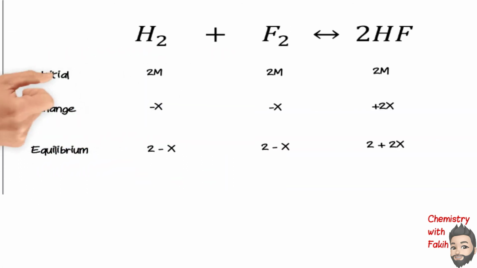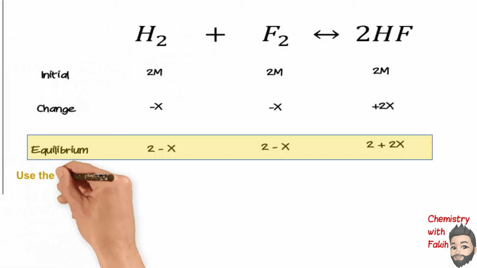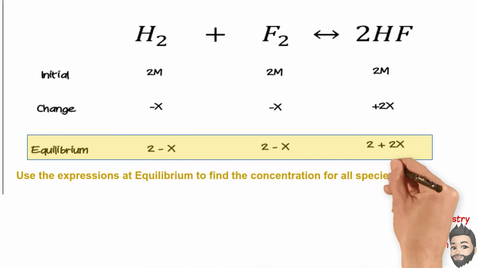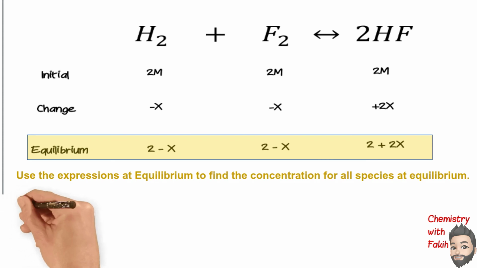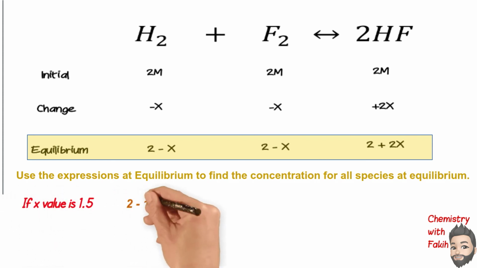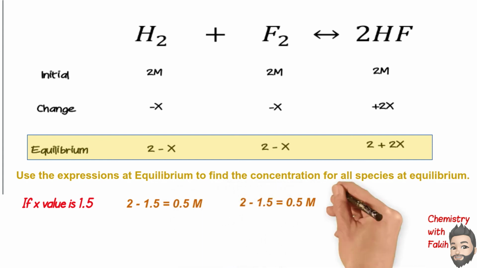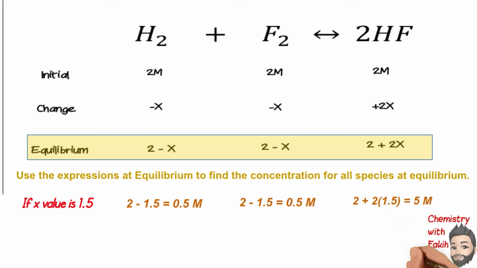Go back to the icebox and use the expressions at equilibrium to find the concentrations of all species at equilibrium. If the X value is 1.5, substitute for X in the following expressions to find the equilibrium concentrations for all species: H2, F2, and HF.